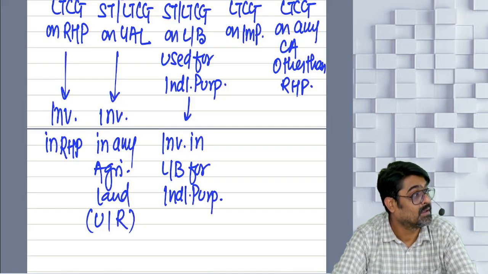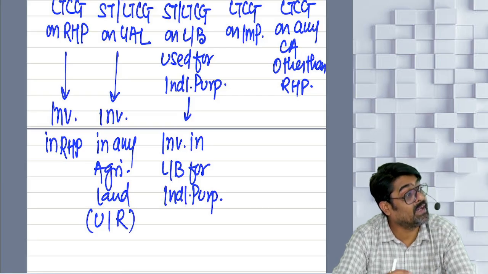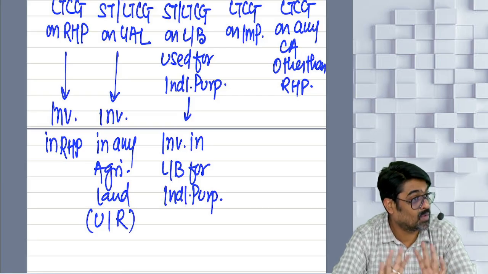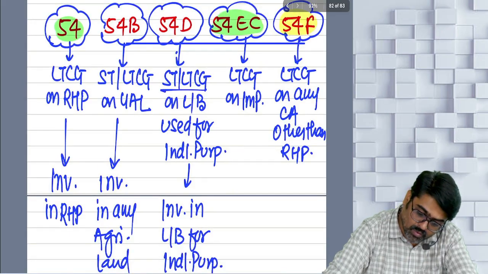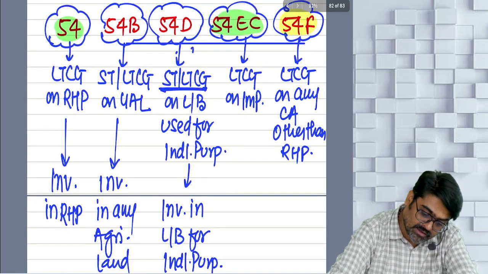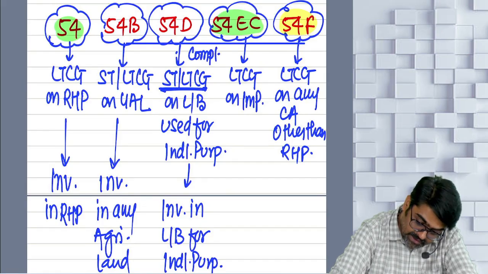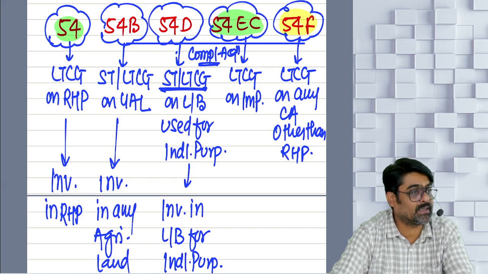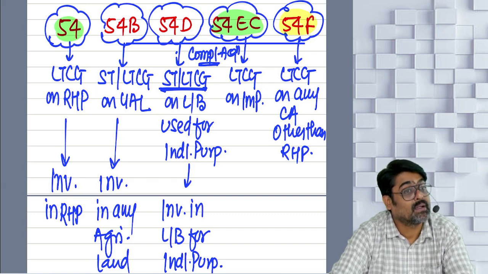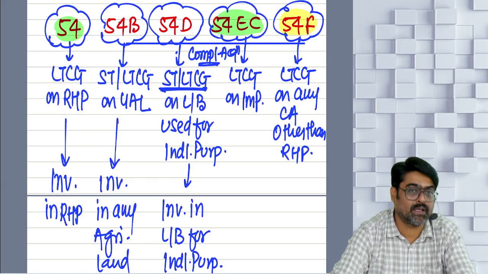But for that, the gain should arise on compulsory acquisition. Only compulsory acquisition. So if you want to claim this gain as exempt, this gain should be arising on compulsory acquisition. Then only that gain will be exempt, provided it is invested in another land or building for industrial purpose.